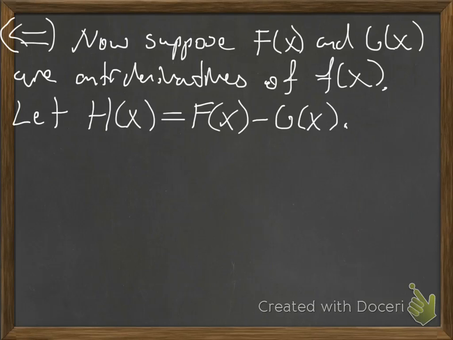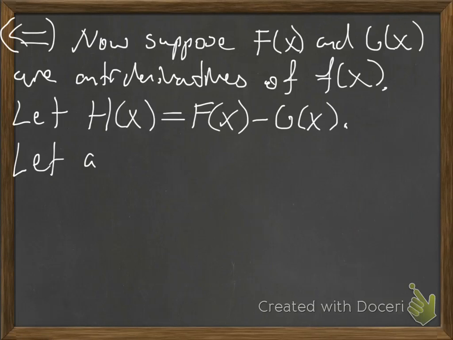Okay, so h of x is going to be differentiable because f of x and g of x, by definition of being antiderivatives, I can take the derivative, and when I take the derivative, I should get little f of x. Okay, so the goal here is I want to show h of x is a constant. If I can show h of x is a constant, then f of x minus g of x is constant also, which means they just differ by some constant.